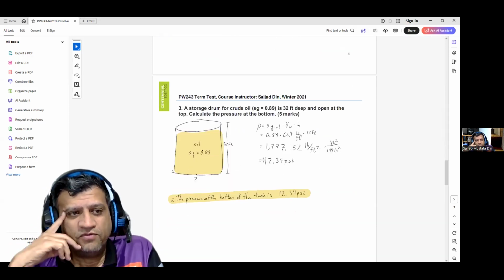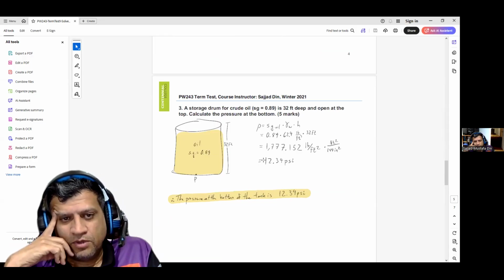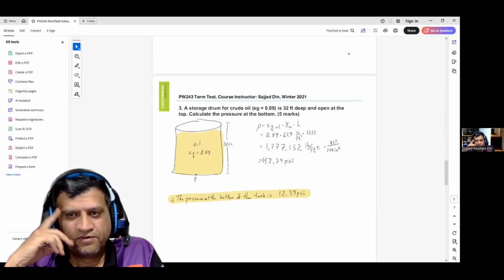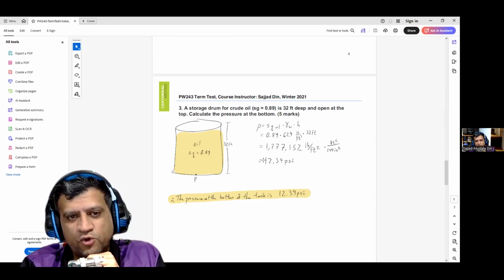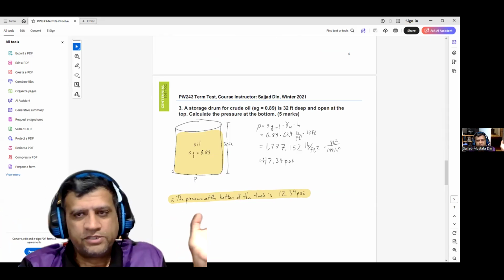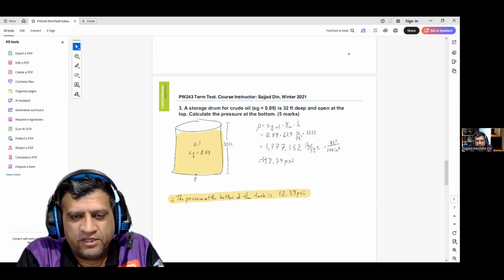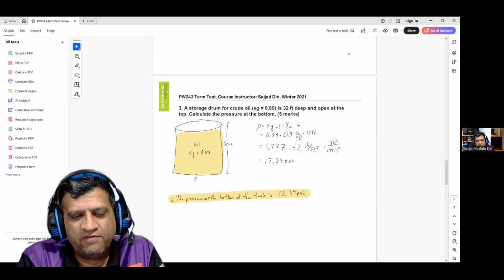For question number 3, you've got a storage drum with the crude oil having a specific gravity of 0.89. It's 32 feet deep and it's open at the top. So what's the pressure at the bottom? So all you need to do is calculate the pressure based on this formula. Pressure is equal to specific gravity times the specific weight of water times the height.